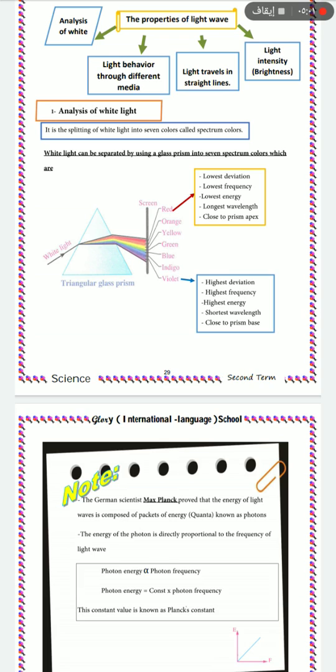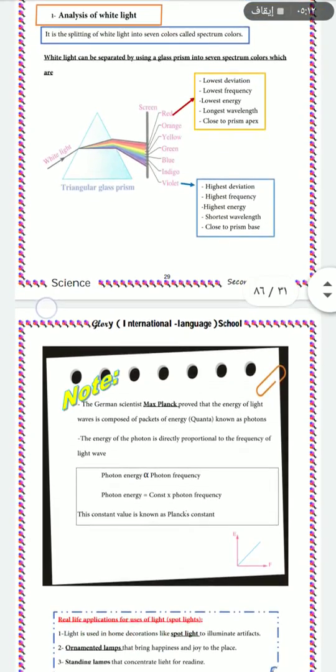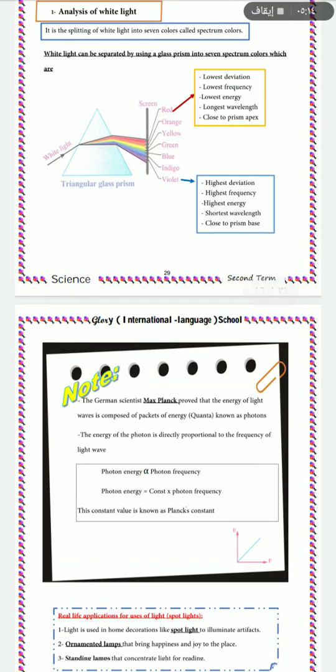How do we do this one? We can make this analysis by the prism. Okay? So, how do we define this analysis of the white light? We will say it is just the splitting of the white light into 7 colors. They're called the spectrum colors. Okay? Well, that's good.